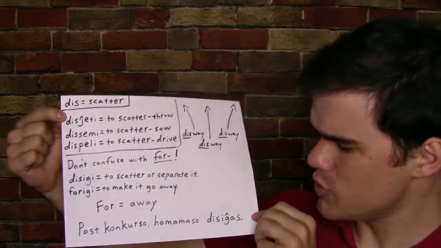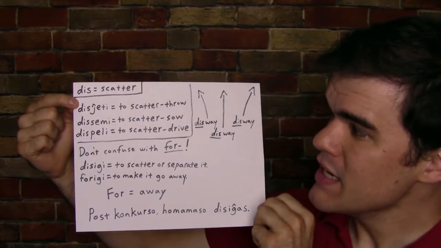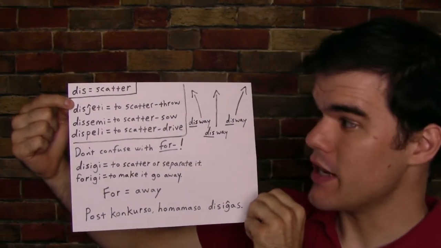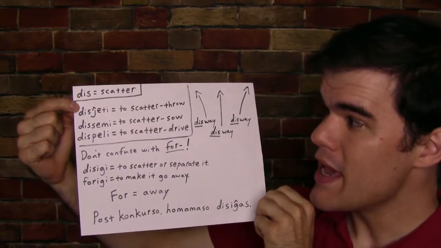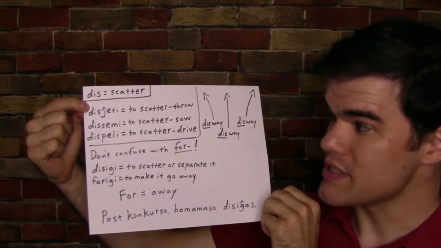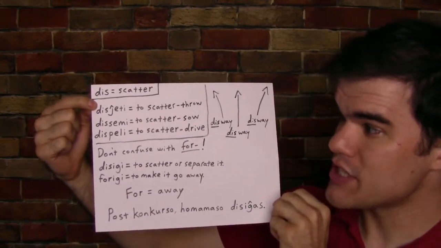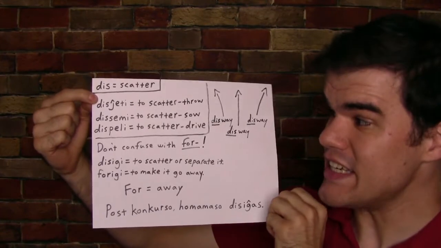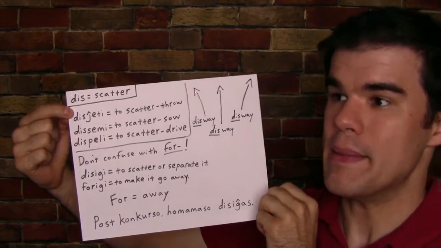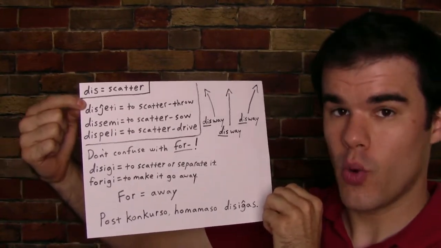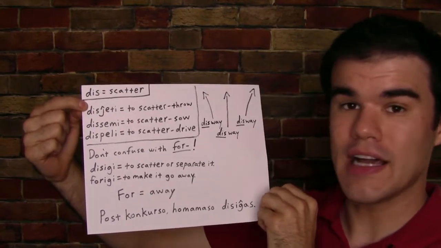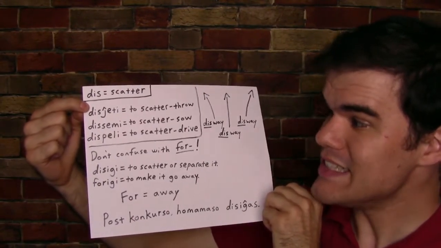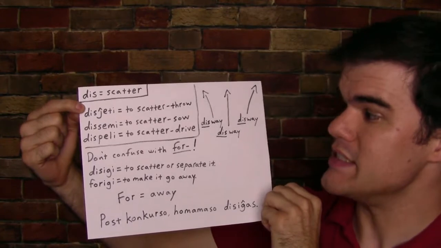First we have dis. Dis means to scatter something. If I simply wanted to throw something, I would say jeti is to throw. But if I threw something in multiple directions, then I would say dis jeti, to scatter, throw. If I planted a single seed, that would be to seminate, to sow one seed. But to throw a lot of seeds out, that would be to dissemi, to scatter the seeds out in multiple directions.